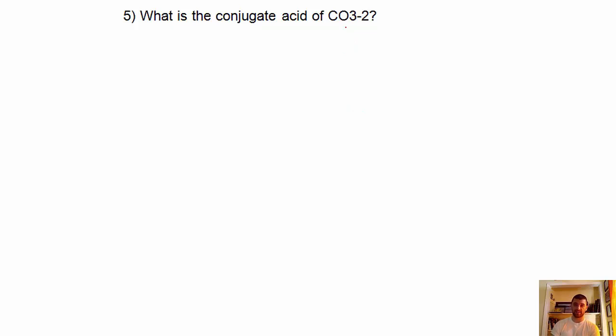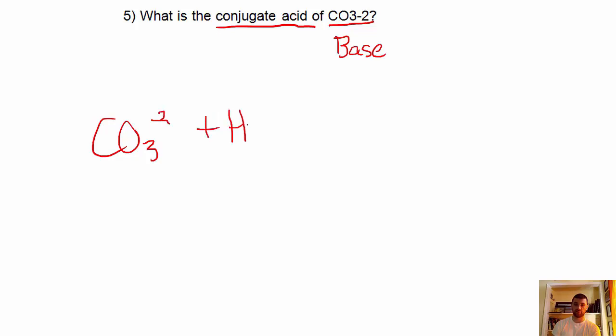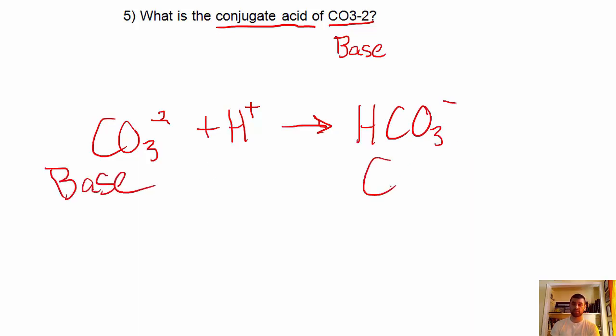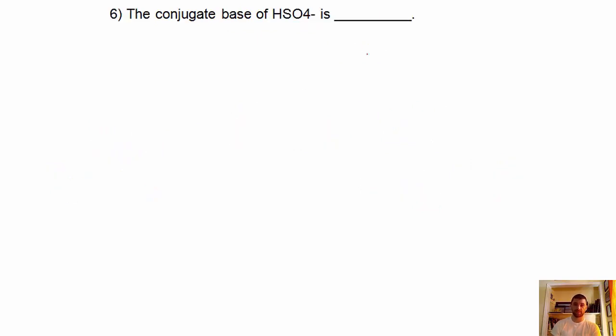5, what is the conjugate acid of CO3 minus 2? So again, this is acting as the base, and we want the conjugate acid. So that means we're starting with CO3 minus 2, and we're giving it a proton, an H plus. So now it's going to become HCO3 minus 1 instead of minus 2. So again, this was the base, and this becomes the conjugate acid. Again, if you looked at the reverse reaction, this would be giving off an H plus, which would make it an acid.